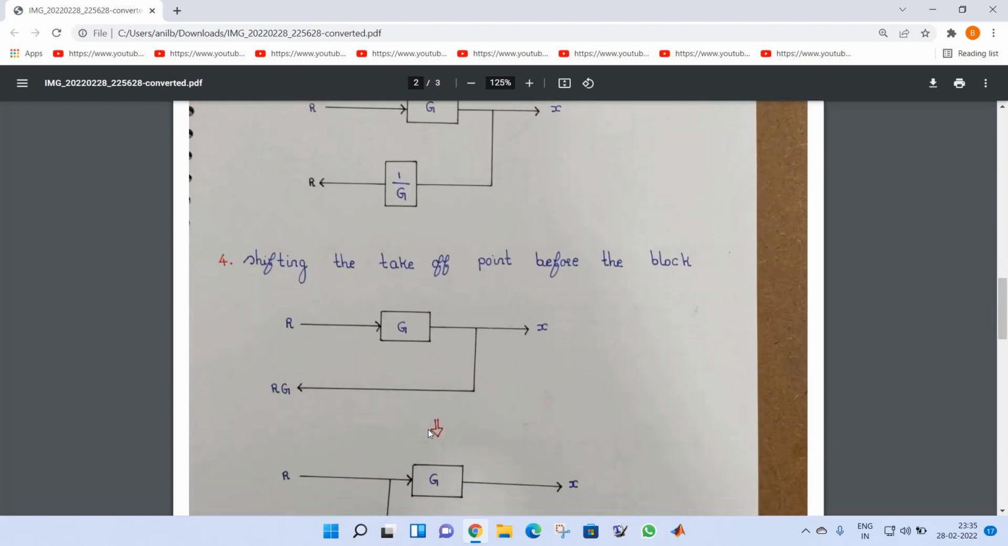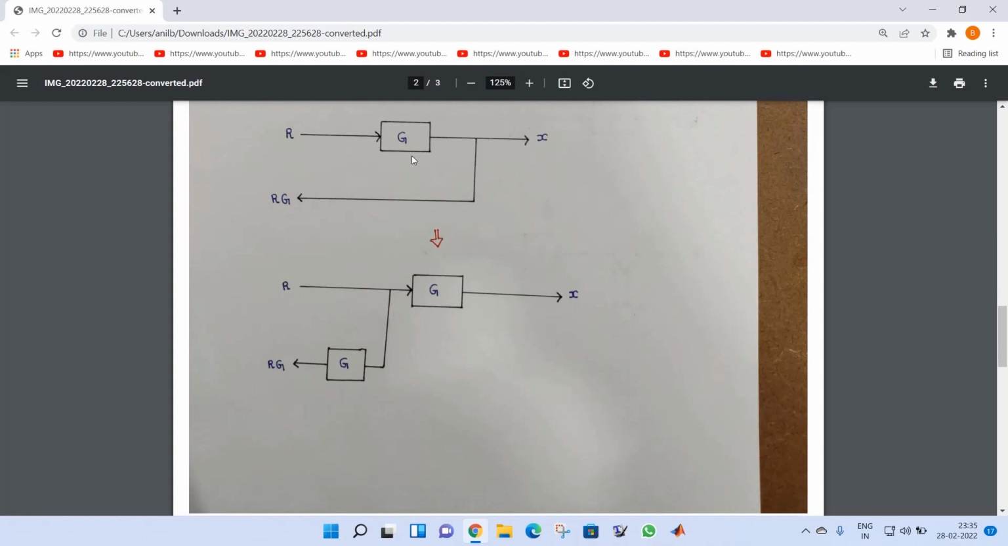Similarly, I have the takeoff point, and I am shifting the takeoff point before the block. So what changes am I going to observe? Initially, when I have the takeoff point here, I have the result R into G. Now I shift the takeoff point before the block. Then also I should get the same result, R into G. So I need to add a block G here. Only then can I get the result R into G. So do remember that when we shift the takeoff point before the block, we need to add block G.